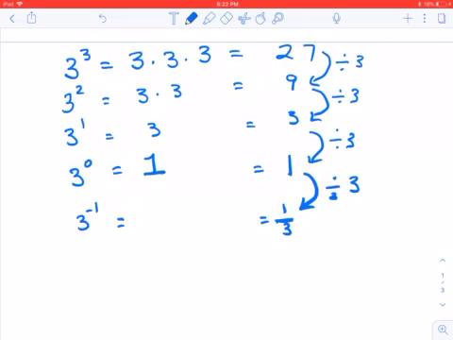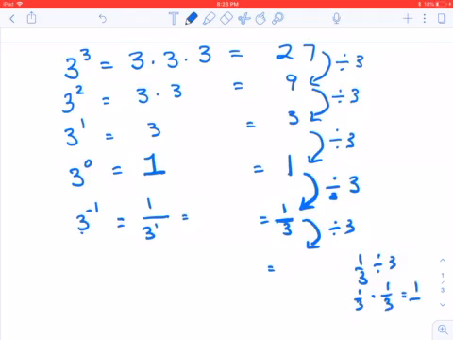So that's telling us, again, we're bumping that 3 with the negative 1 to the denominator. So we have 1 over 3 to the first power, which is just, like we said, 1 over 3. Okay, let's do it again. Let's divide by 3. So if you take 1/3 and you divide it by 3, 1/3 divided by 3 is the same as 1/3 times the reciprocal, 1 over 3. So that comes out to 1/9.